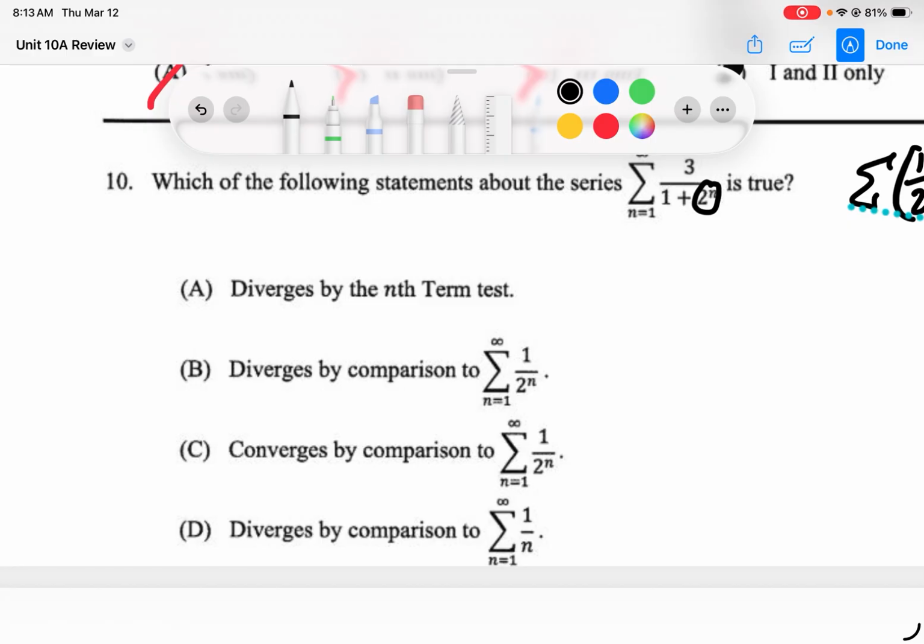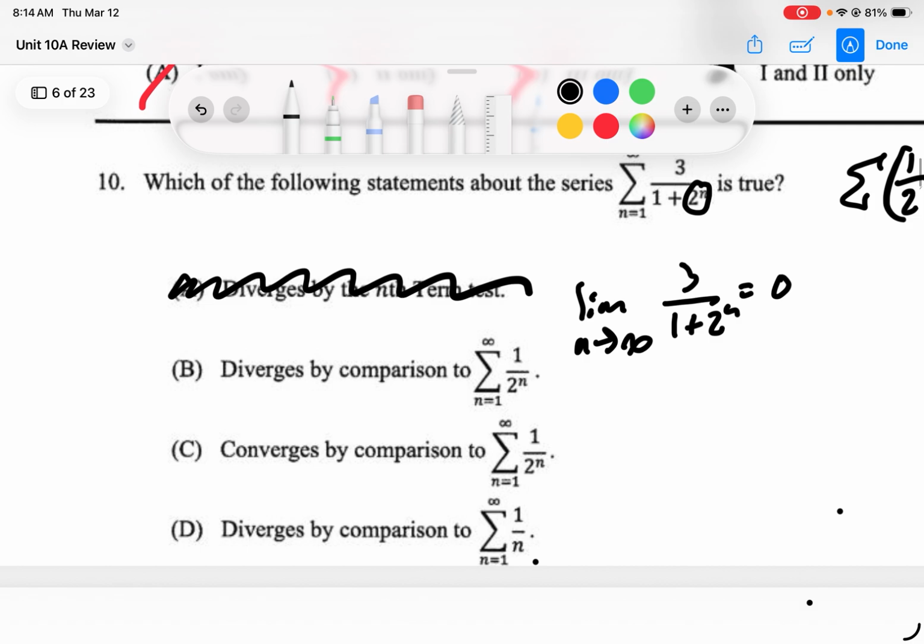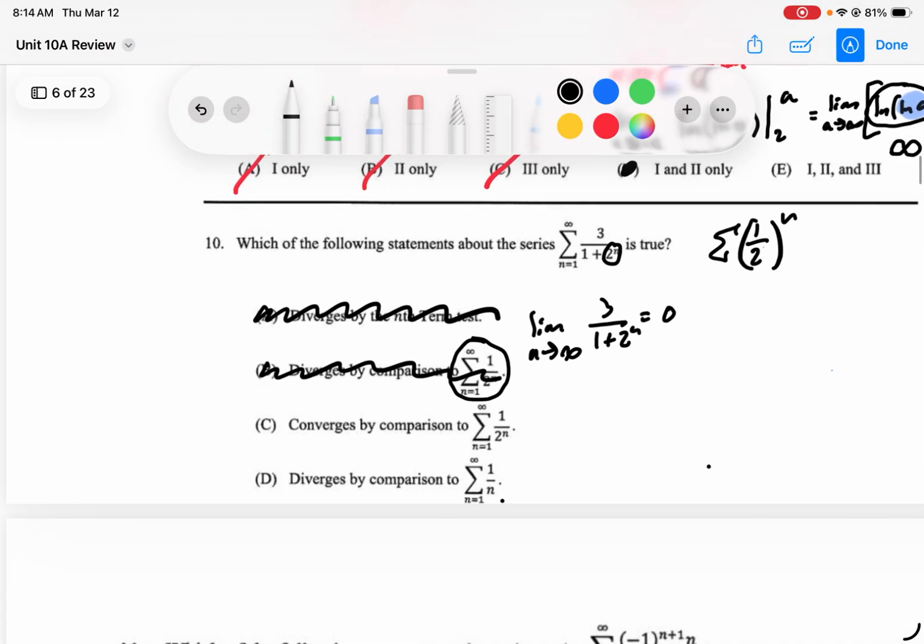Well, for the n-term test to work, the limit of the sequence part has to be not 0 for it to diverge. But this limit as n approaches infinity is 0, so the n-term test is inconclusive. Diverges by comparison with that? Well, this converges, so I can't say something diverges comparing it with something that converges. And then we just talked about that. That was a geometric series that converges.